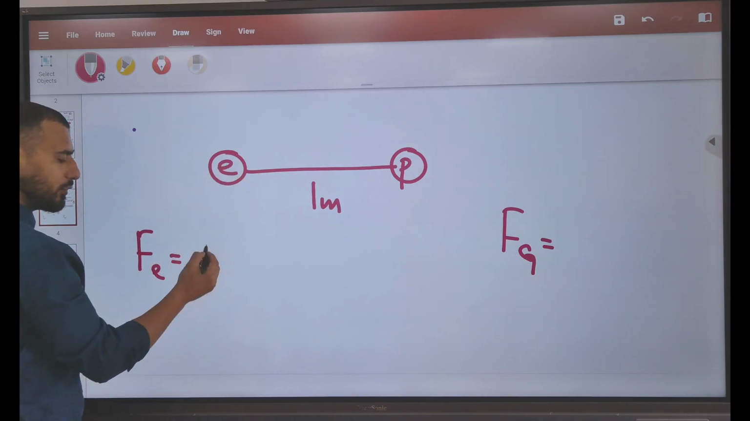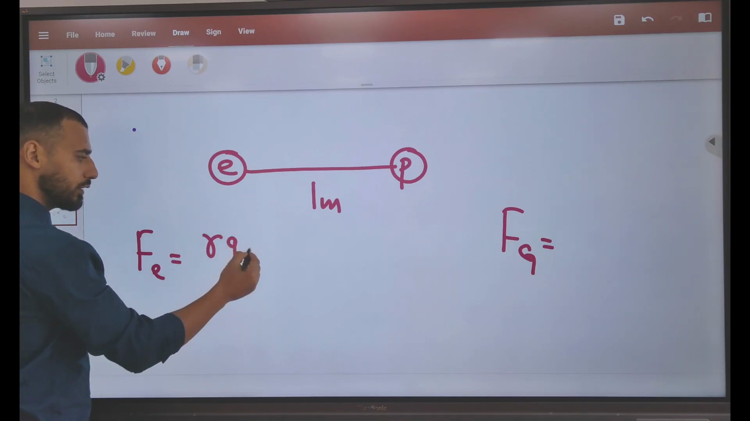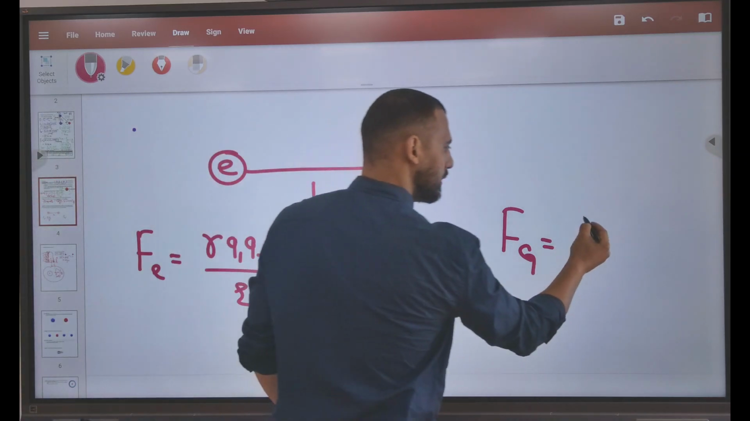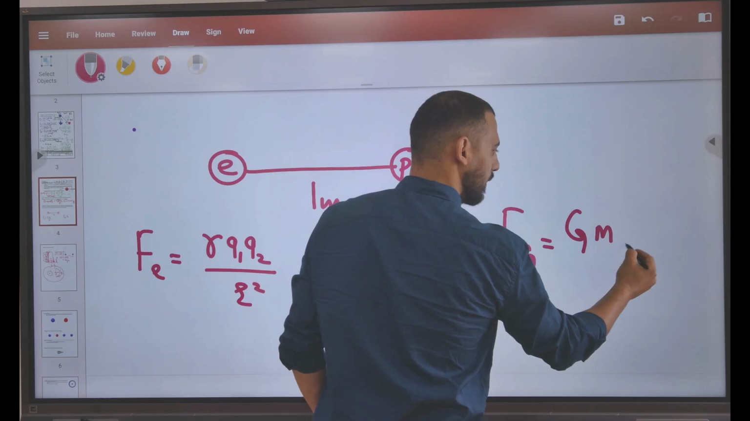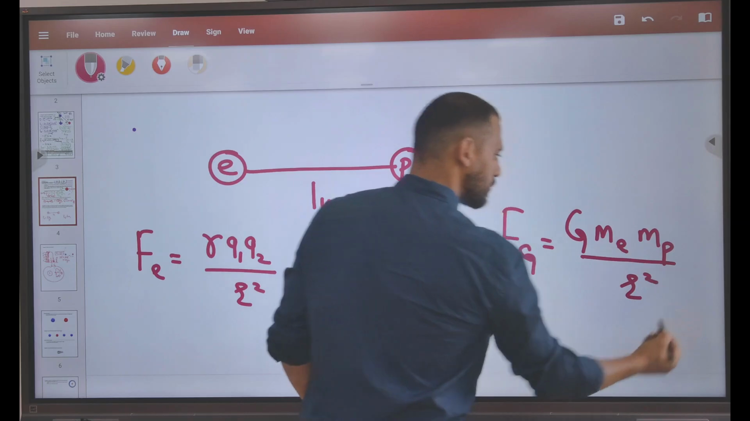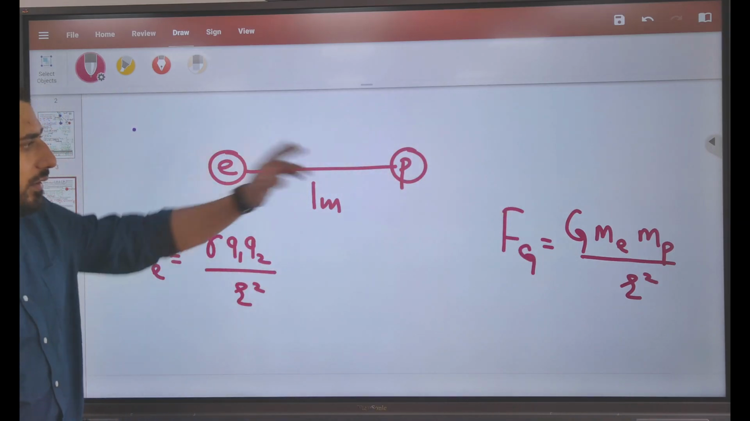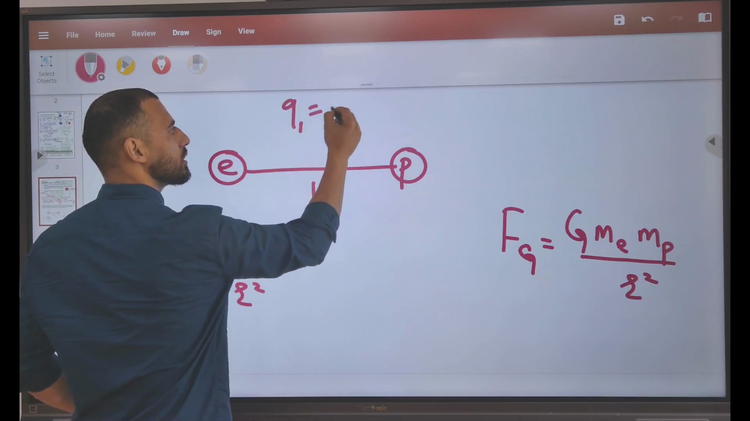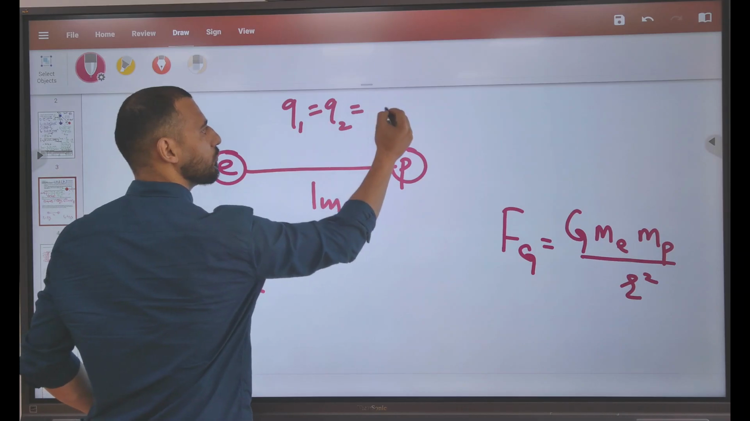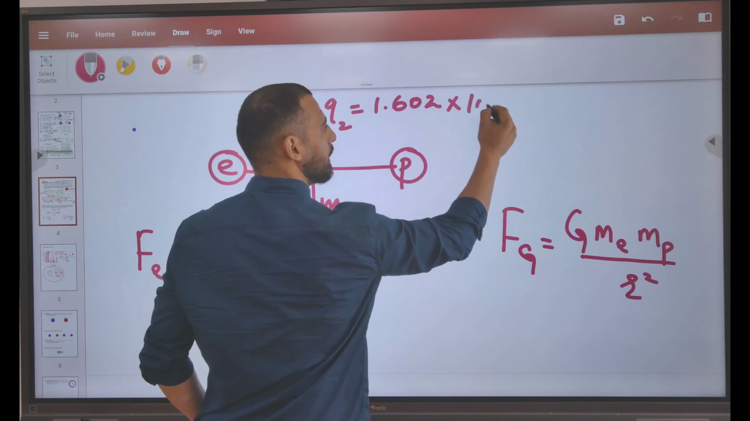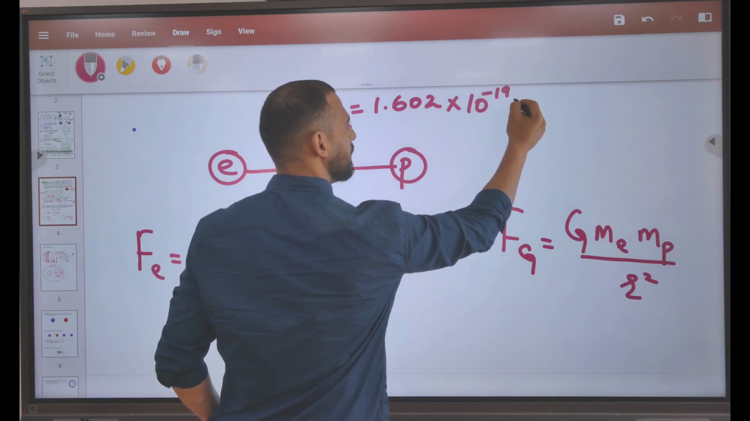So gamma, you know, the electrostatic force will be Q1 Q2 upon R square. But for gravitation it will be G M1 M2, mass of electron and mass of proton, upon R square. The distance is 1 meter. I will give you all the values. The charge of an electron is equal to the charge of a proton, and that is equal to 1.602 multiplied by 10 raised to the power minus 19 coulombs.